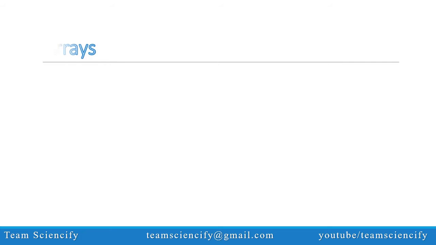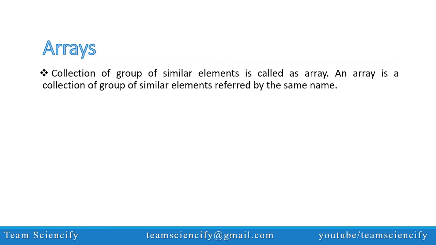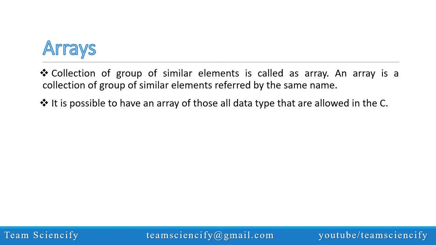Friends, in this video we will learn about the concept of arrays and the rules for defining arrays in C language. A collection of a group of similar elements is called an array. An array is a collection of a group of similar elements referred to by the same name. It is possible to have an array of all the data types that are allowed in C.